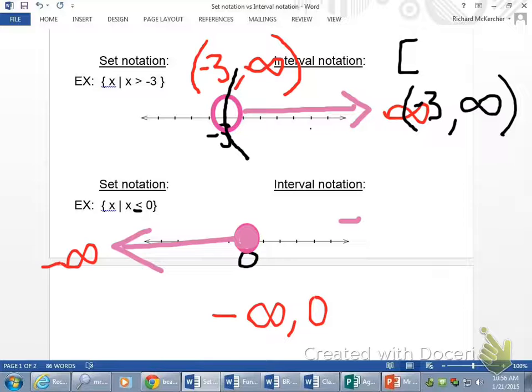And now I can talk about whether they count or not. Remember, I just told you that we always have to use parentheses around infinity. So that's going to be parentheses on this side. Now the question is, does that 0 count? And we look here, and we know yes, the 0 does count, so I put a bracket. It's kind of a combination of those.